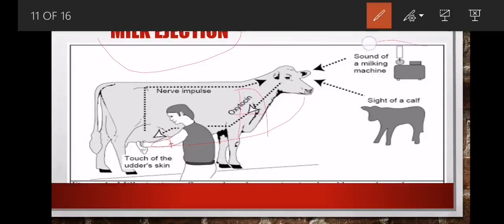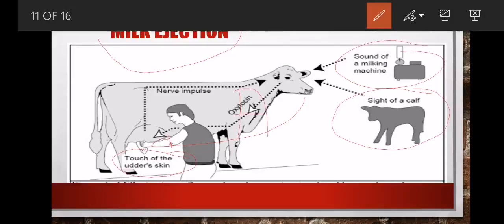The first thing that you see here is what? Sound of a milking machine. You see that there's sound that will come there. You also see sight of a calf. You also see the milker is touching what? The udder. So those are the stimuli that you see.